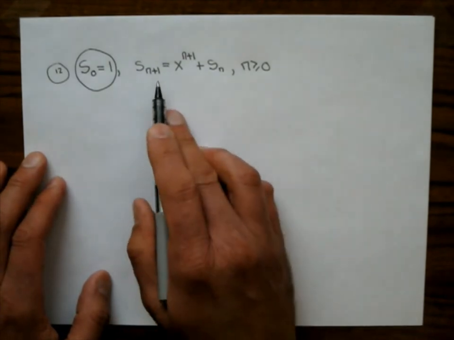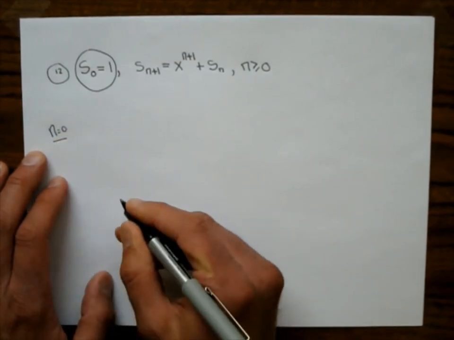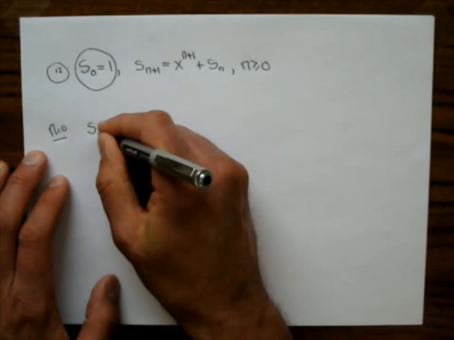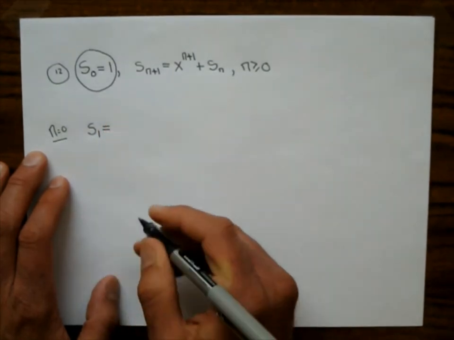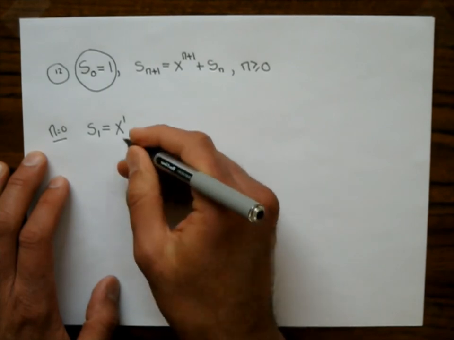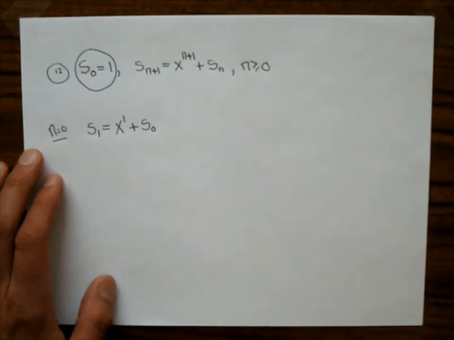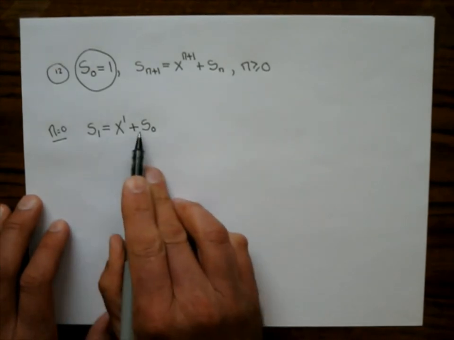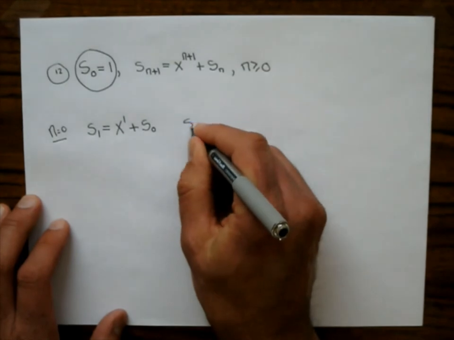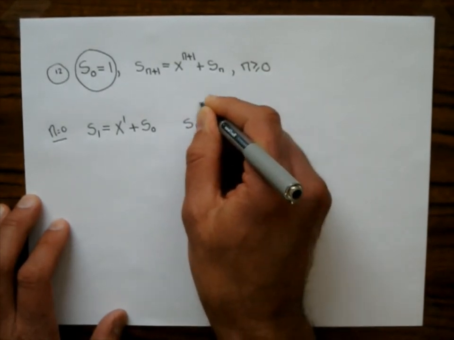There's your first term. You're already 25% of the way done, and all you did was put a circle around something. So I'm going to let n equal 0 in this formula. So we have S sub 0 plus 1, which is 1, equals x to the 1 plus S 0. We know S 0 is 1. So we know that S1 is going to equal x plus 1.